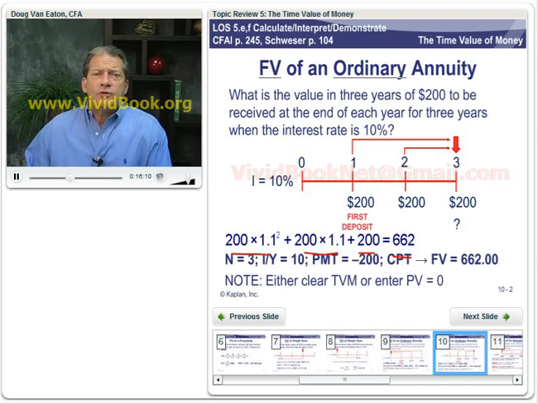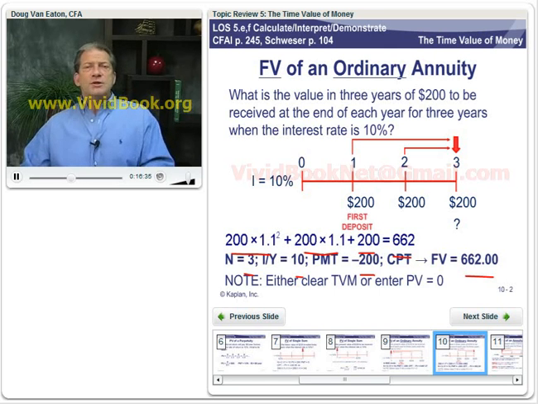We can also put in n equals 3, 10% interest rate. Each payment is 200. Compute the future value and come up with 662. And again, here it's implicit that we've put in the present value is 0, because that's how much we start out with in the account.